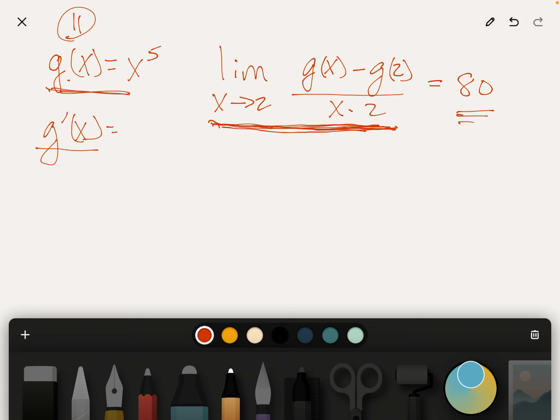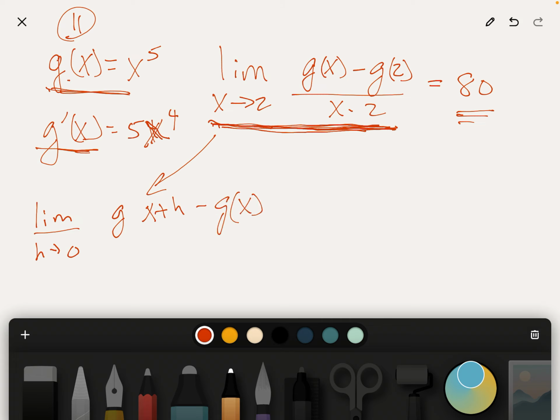However, we already know that g prime of x is 5x to the fourth. And the reason we know that is, again, using the theory of limits. But if we wanted to use the theory of limits, we'd have to go back and rewrite this as the limit as h approaches 0 of g of x plus h minus g of x.